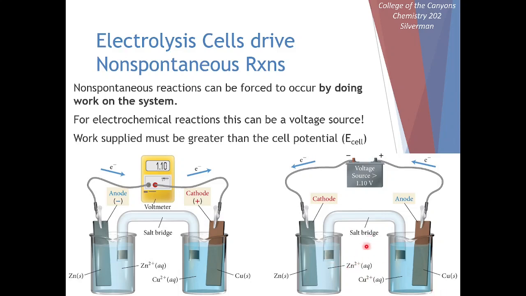This is our picture on the right. If we have a large battery hooked up to our cell, we can force the reaction to run the way that it does not want to go. In order to do that, we need to have a voltage source with a voltage larger than the magnitude of our cell potential.